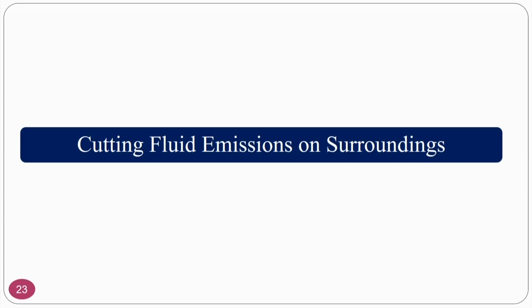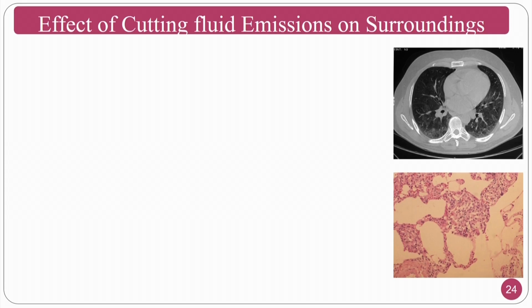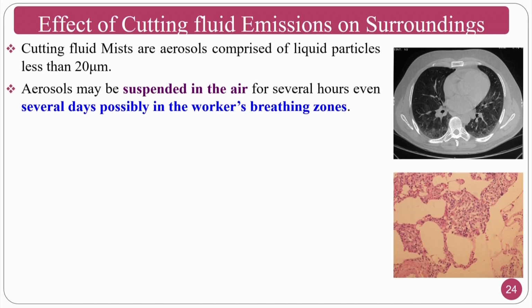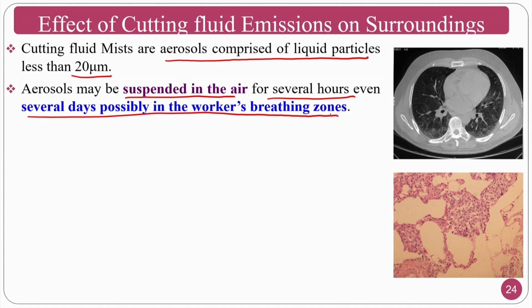Now we move to the surroundings, how the cutting fluid emissions will create problems to the surroundings. Cutting fluid mists are aerosols comprised of liquid particles less than 20 microns. Aerosols may be suspended in the air. Normally these are low density, very tiny particles, so they will stay in the air for several hours and even several days, possibly in the breathing zone. If it is breathed in by a human or operator, what will happen? It will stay there itself.